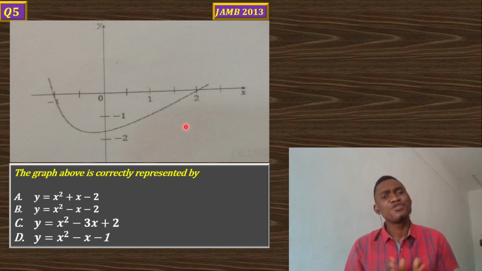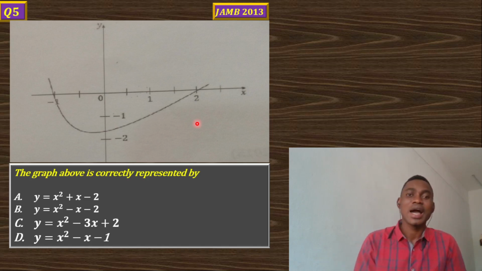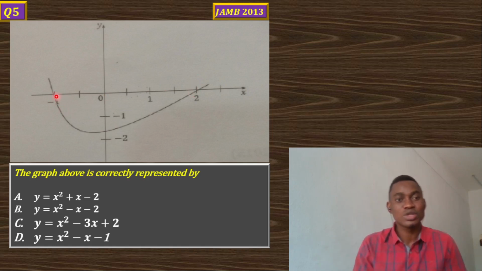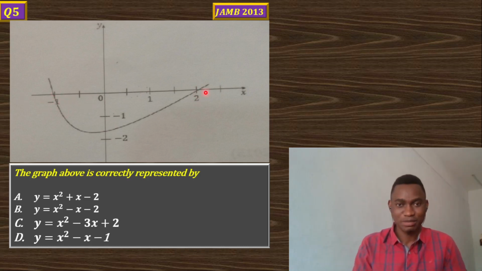I believe you know that the root of a quadratic function or graph is also known as the zeros of the function. The roots of a particular quadratic function are the values of x for which y is 0. So looking at this graph, you can see that the roots are minus 1 and 2. They are the x-intercepts. So as you can see, this curve touches the x-axis at minus 1 and also at plus 2. So these are the roots of the function.